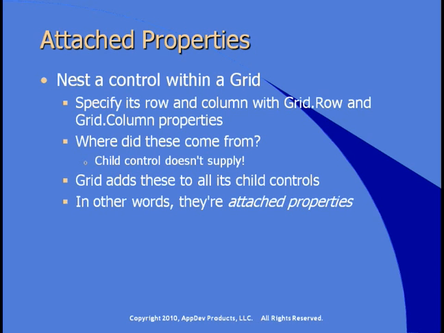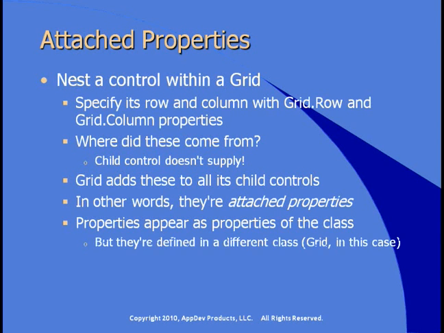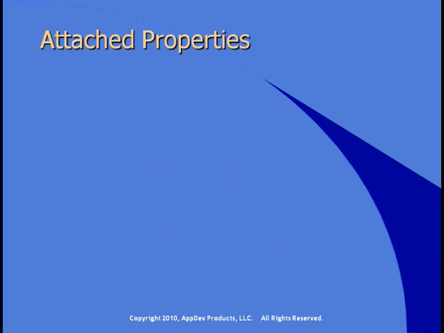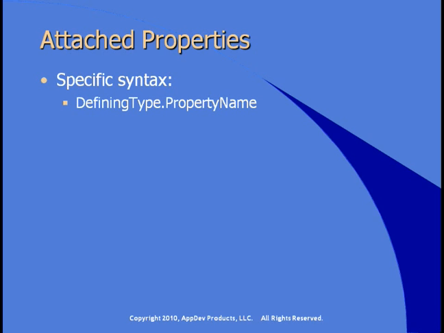In other words, they're attached properties. They get attached to the child control by the parent control. The properties appear as if they were properties of the text box class or whatever the child control is, but they're actually defined in a different class, that is, grid in this case. They have a very specific syntax. The syntax is defining type dot property name: grid.row, grid.column.